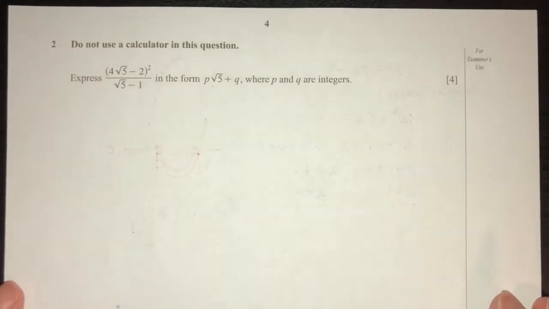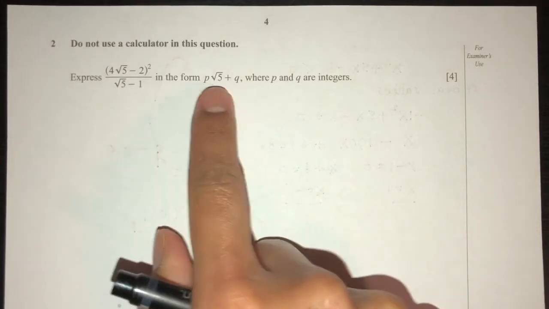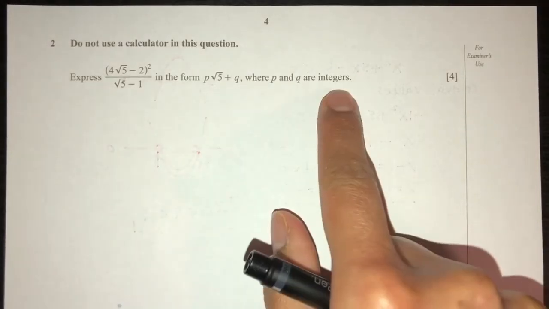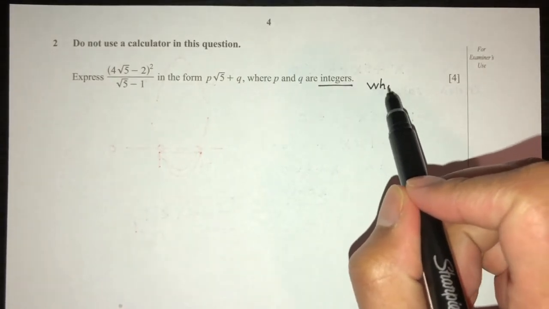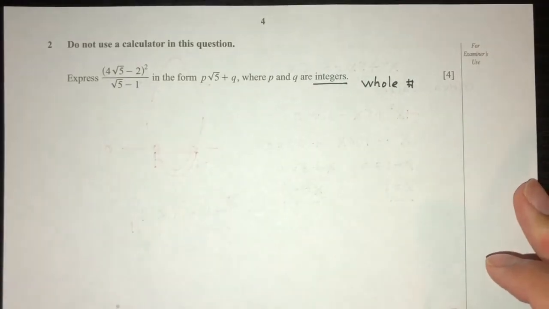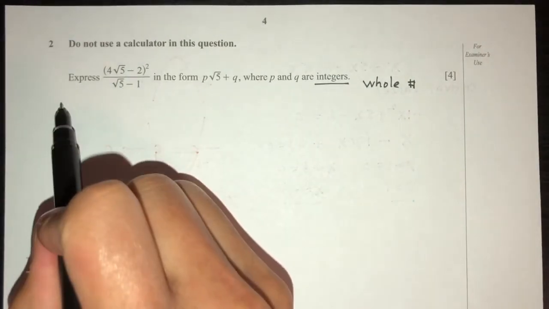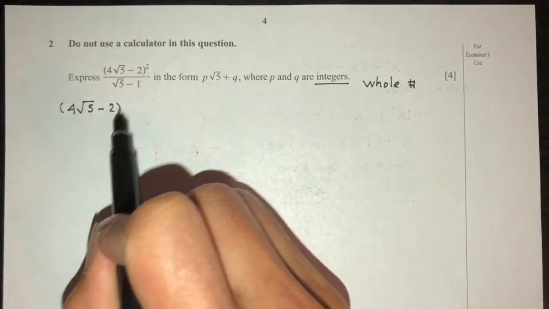Now, let's move on to question number 2. Do not use a calculator in this question, so it means that you have to show every step of your work, okay? Here we have to express this in the form of this, where p and q are integers. Now, what are integers? These are whole numbers, okay? Whole numbers. So let's expand one by one. Let's first expand the top. We have 4 root of 5 minus 2 squared.